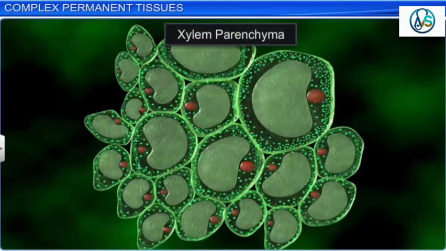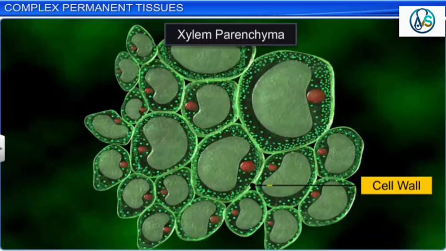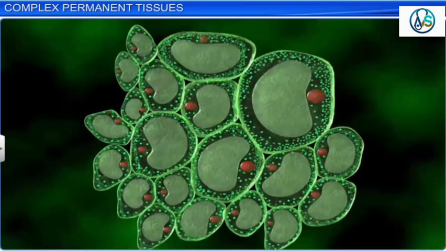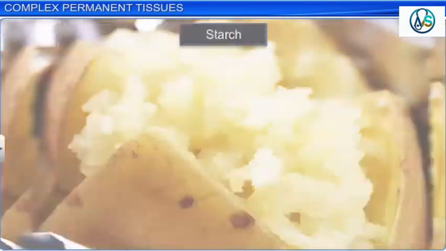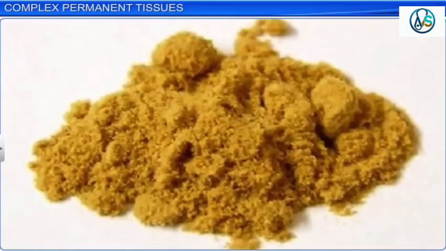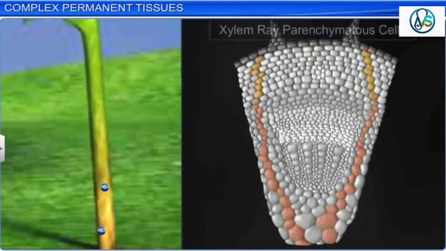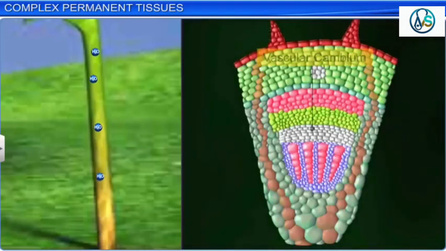Xylem parenchyma is composed of parenchymatous cells. They are living and thin-walled, with cell walls made up of cellulose. These cells store food material as starch or fat, or substances such as tannin. Some xylem cells are arranged in the form of a ray through which radial conduction of water takes place. These cells are known as xylem ray parenchymatous cells. They are produced from the differentiation of vascular cambium.